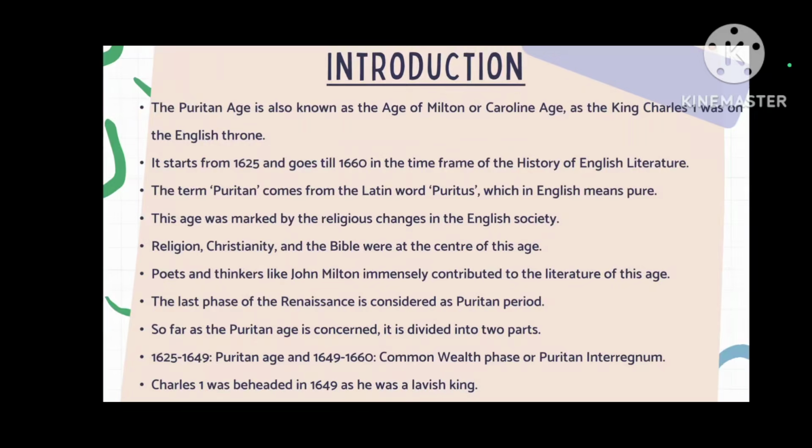There were so many religious changes that took place. Bible was at the center, and the Puritans considered themselves as pure people, and that's why this age is named after them, Puritan period, which means the age of pure people or the age of religious people. This age was marked by the religious changes in the English society.